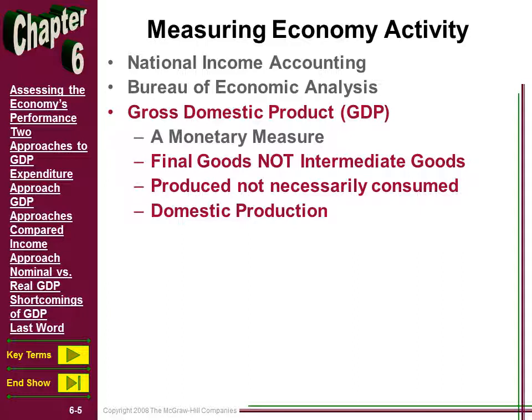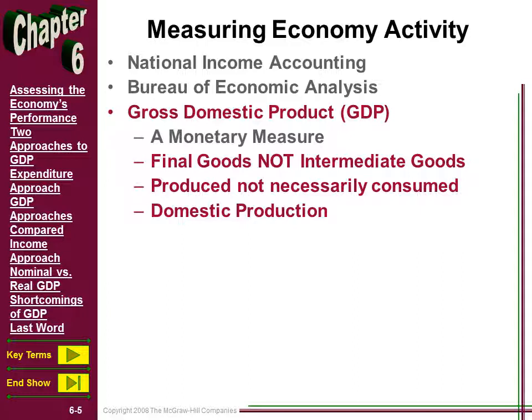So GDP is a measure of final goods and services produced, not necessarily consumed. Now this next one's an important idea, the idea of domestic production. It does not matter if the resources used in the production process are domestically owned or internationally owned, whether it's a U.S. company or a foreign company producing the good or service. As long as the production takes place here in the United States, it counts towards U.S. GDP.